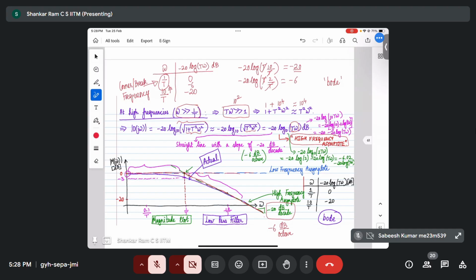Now, from a practical perspective, you can immediately see that it looks like a low pass filter. Why do you think it looks like a low pass filter? Because it is cutting the frequency beyond a certain value of omega. Till this corner frequency 1 by t, it is allowing the signals to pass. It is not doing much to the input signals. But beyond the corner frequency, you can see that it's attenuating the high frequency components. That is the characteristic of a low pass filter.